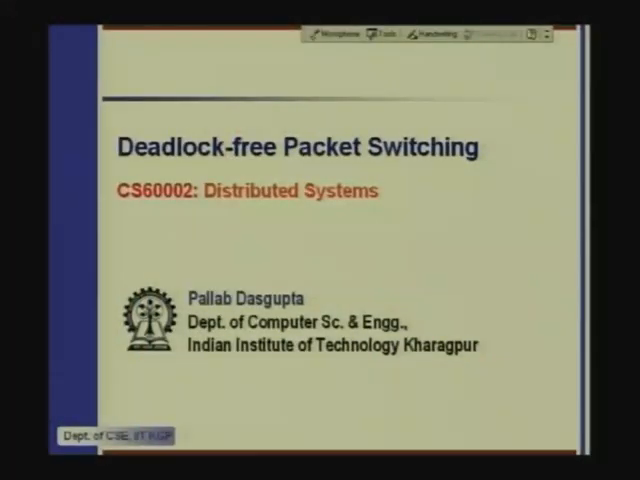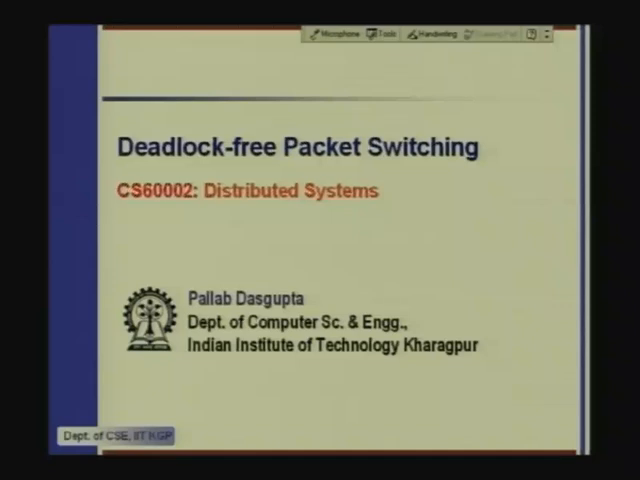We will continue where we left off in the last class. So let us do a quick recap of what we were doing, and then we will go into the new things. So we were looking at deadlock free packet switching algorithms.